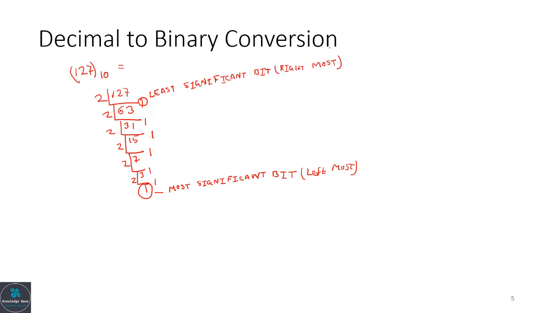Right? Now, after this, we have to take a bottom-up approach. So, the most significant bit will be at the leftmost position. From there, we have to go to the top. So, the number will be 1, 1, 1, 1, 1, 1, 1. So, the binary equivalent of 127 will be 1, 1, 1, 1, 1, 1, 1 in binary.